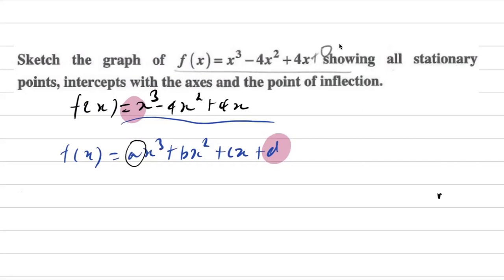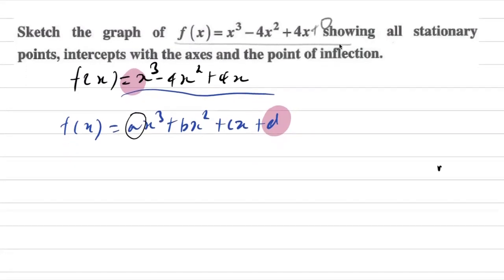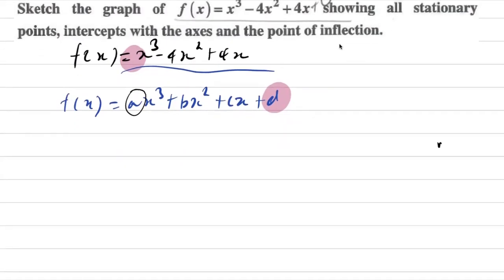By stationary points, they mean the turning points, the local minimum, local maximum, the intercepts with the axes, and the point of inflection. All right. So we'll start with the stationary points. Usually I like starting with the stationary points and then going to the intercepts. Starting with the stationary points is easier for me. So we'll start with the stationary points, which are the local minimum and maximum turning points.